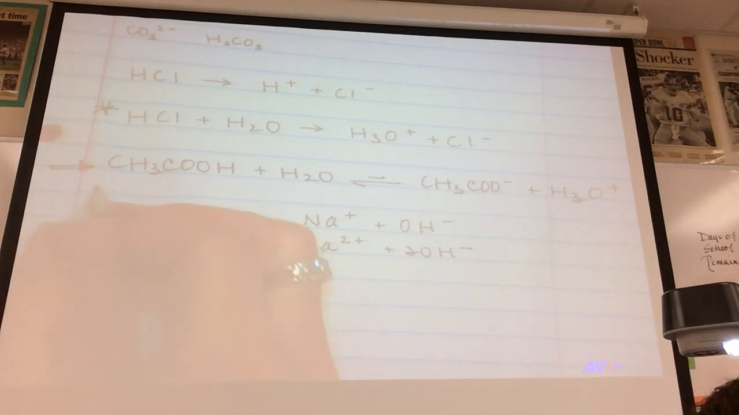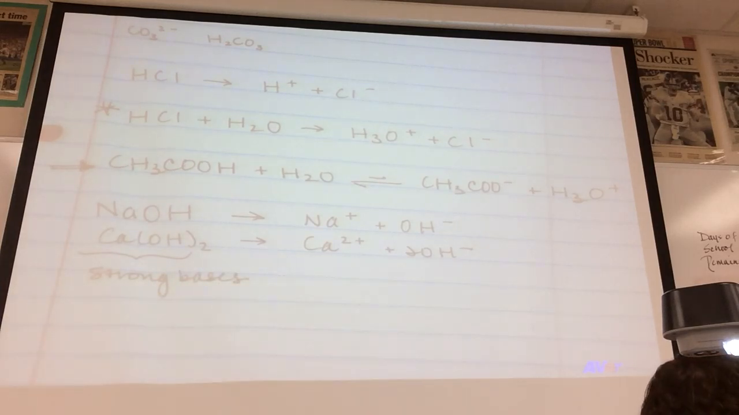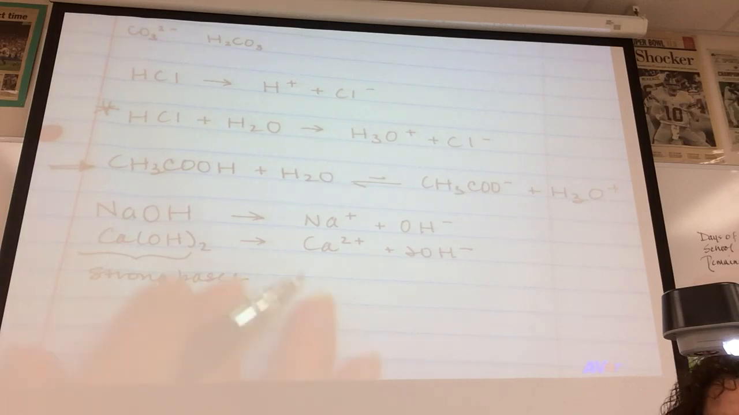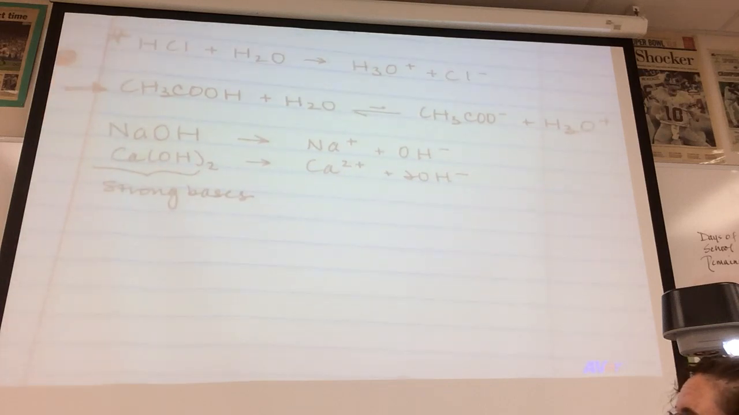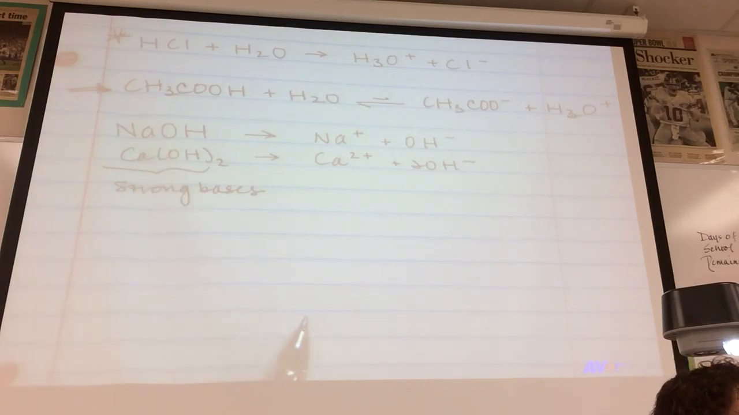So these are both strong bases. Strong bases ionize completely. And again, your group 1 hydroxides are strong. Your group 2 hydroxides, calcium, barium, strontium, are strong as well. And that goes back to your solubility rules, and those will be excellent conductors of electricity.